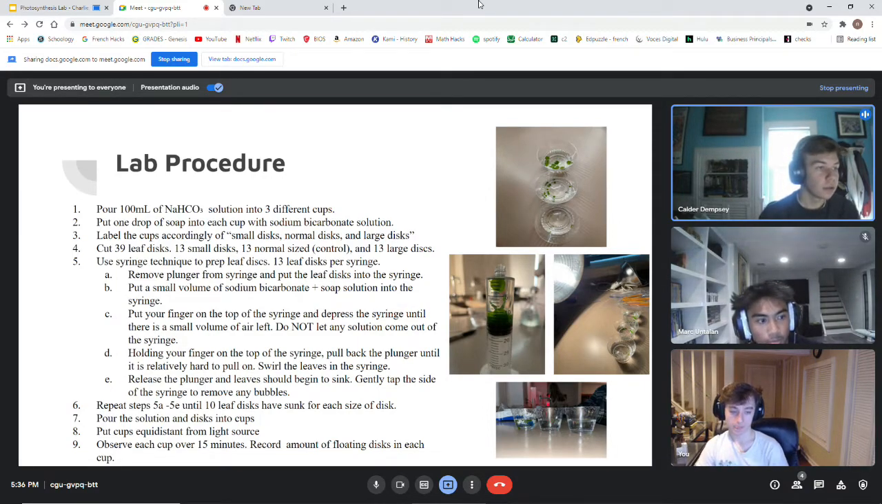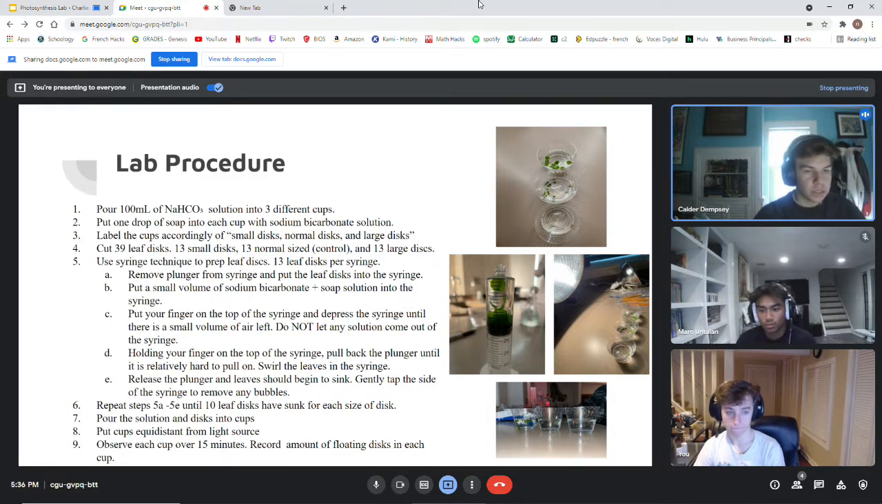Our first step is to pour 100 milliliters of sodium bicarbonate solution into 3 different cups. Our second step is to put 1 drop of soap into each cup with sodium bicarbonate solution. Our third step is to label the cups accordingly of small discs, normal discs, and large discs, so the 3 different groups. And then our step 4 is to cut 39 leaf discs, 13 small, 13 normal, and 13 large. And then our fifth step is to use the syringe technique to prep the leaf discs.